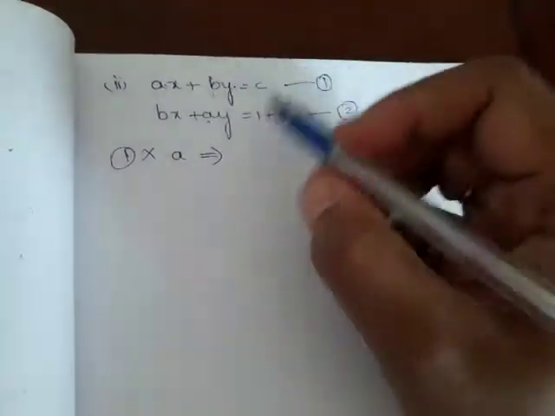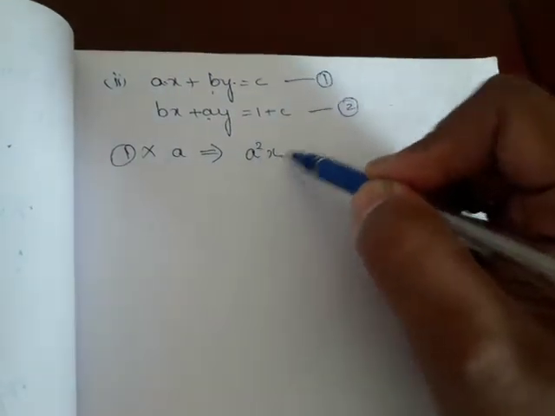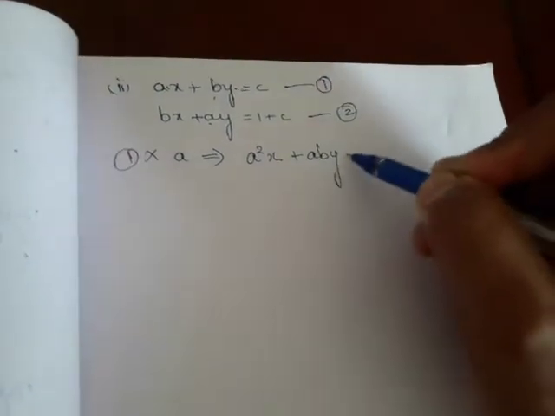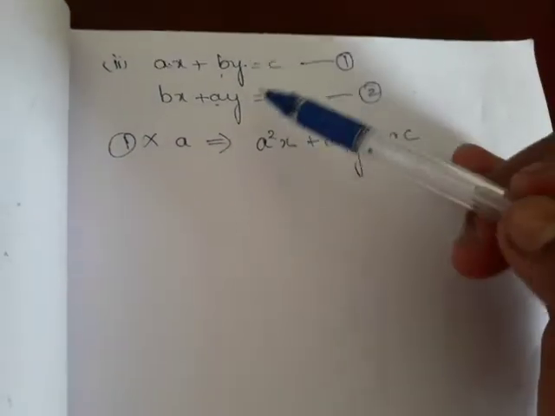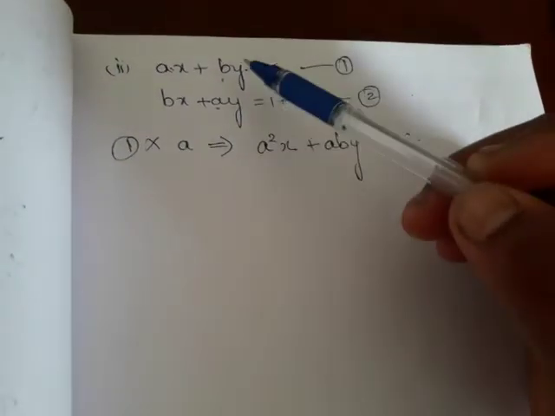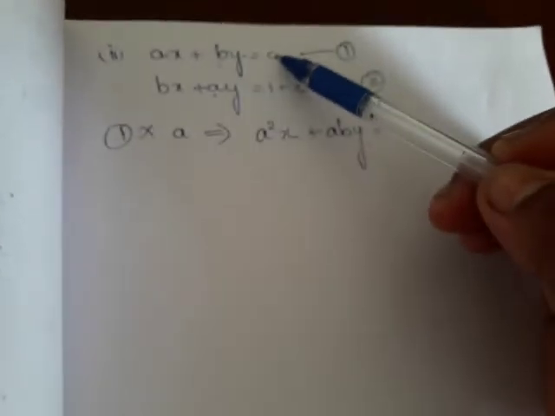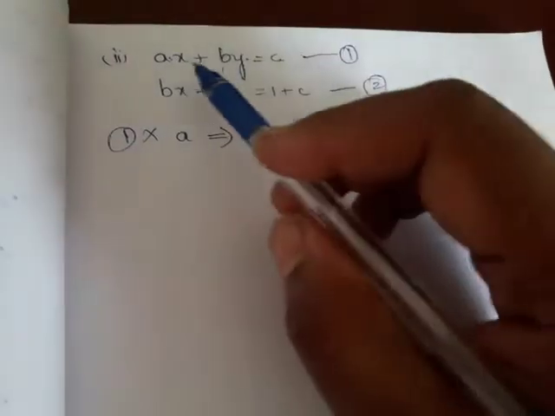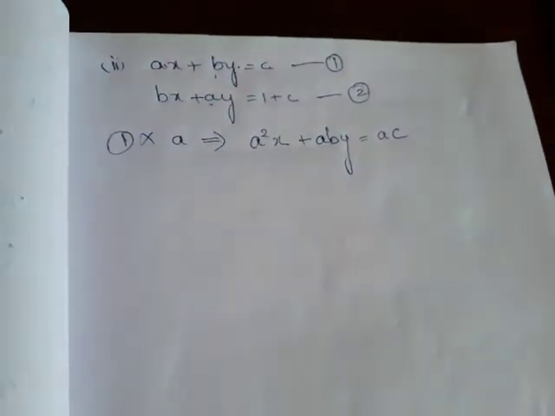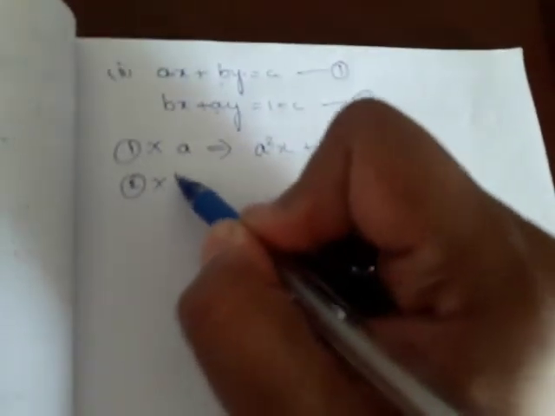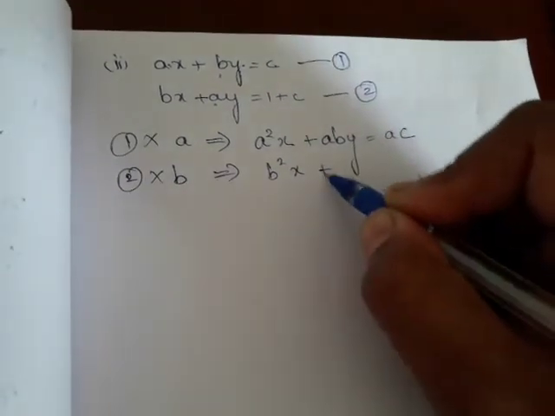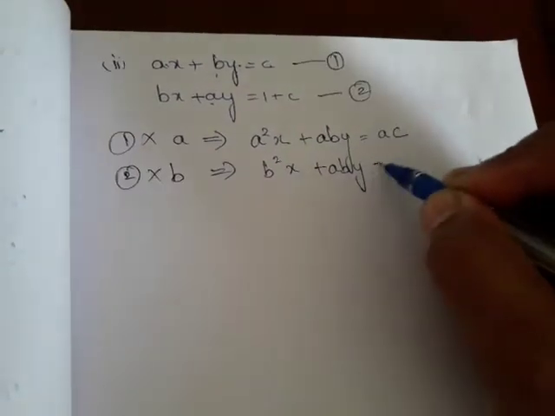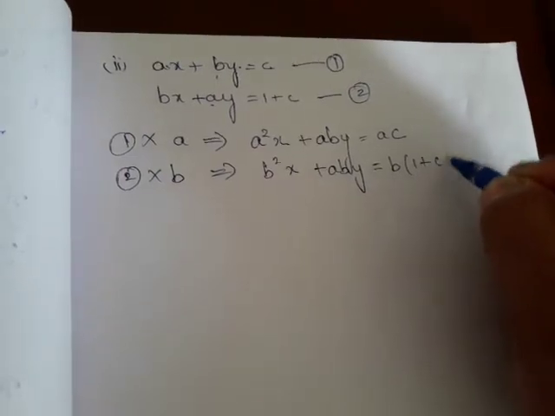So it will become a into a square x plus aby equals ac. Again and again I am repeating, many people while multiplying will stop with this. In a hurry they will forget the constant. You should not. You have to multiply throughout. Even the constant should be multiplied. Now the second equation I am going to multiply by b. So it will become b square x plus aby equals b into 1 plus c.